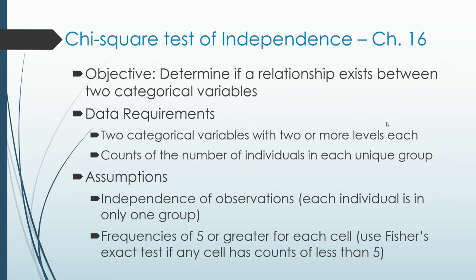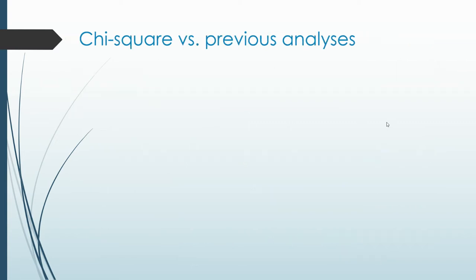And then also that the frequencies within each one of these groups is 5 or greater. And as noted here, if you happen to have a group that has a count that's less than 5, you can use something called the Fisher's exact test. So there is a way around that even if you don't meet that particular assumption of the chi-square test of independence.